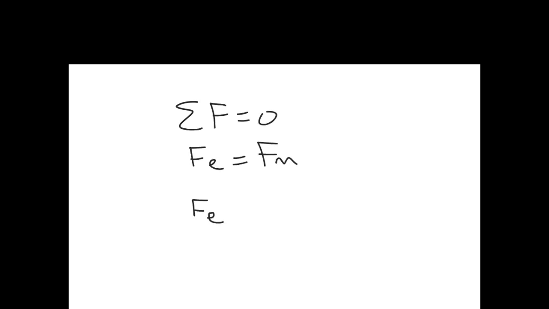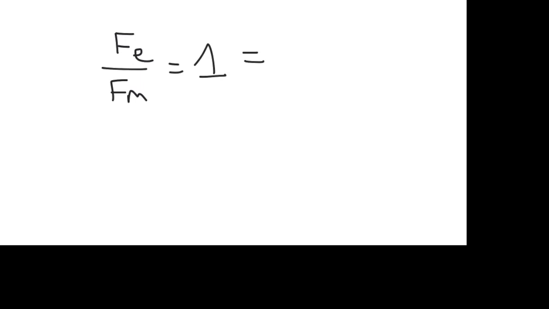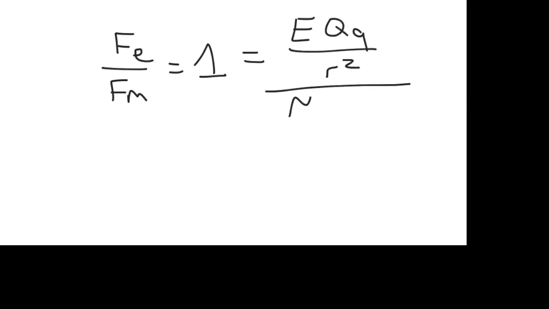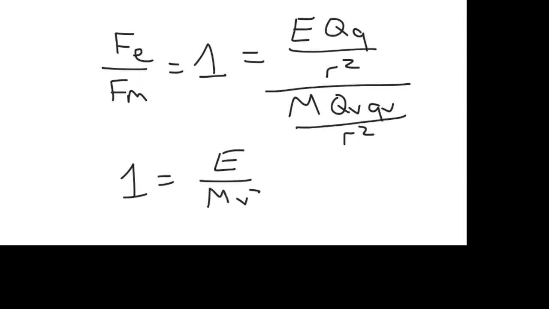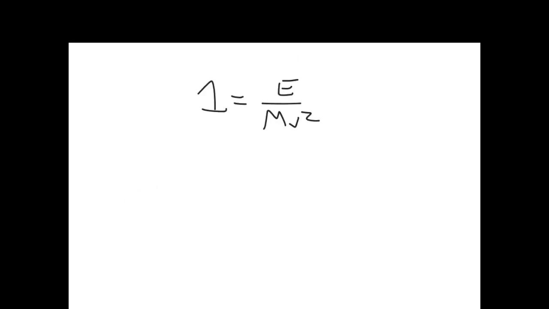When does that happen? If these two forces balance, they are equal to each other and their ratio is 1. We can put in expressions for the forces in this situation. Lots of things cancel out: the big Q's, the little q's, the r's. What we are left with is this. 1 equals the electricity coupling constant divided by the magnetic coupling constant times the square of the relative velocity. At a certain value of v, the electrical force and the magnetic force will match.